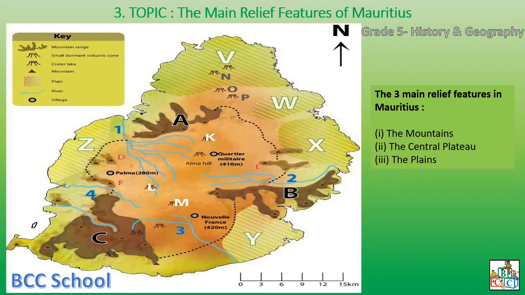Topic 3. The main relief features of Mauritius. Let us read the picture first. Key. The symbols are mountain range, small dormant volcanic cone, crater lake, mountain, plain, river, and village. The three main relief features in Mauritius are: the first one, the mountains; the second one, the central plateau; and the third one, the plains.